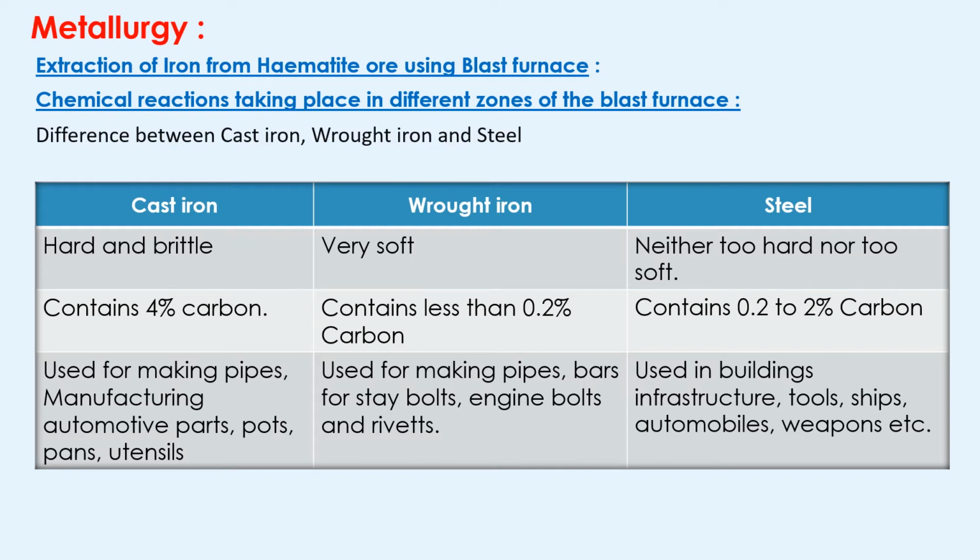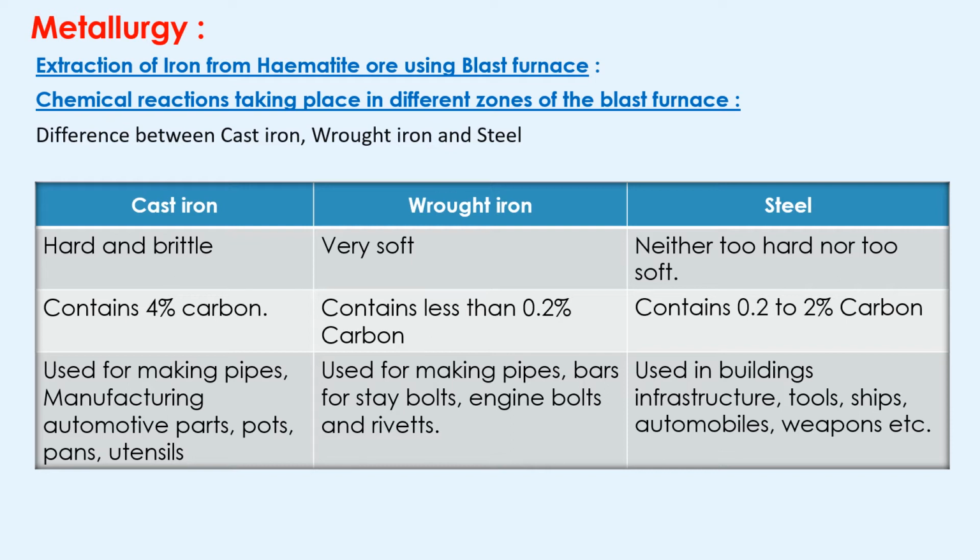Next is rough iron. So rough iron is very soft, contains less than 0.2% carbon. See, as the percentage of carbon decreases, your iron is softer in nature. So that's why whenever it is 0.2% carbon, that is a very soft iron and used for making pipes, bars, stay bolts, engine bolts and rivets.